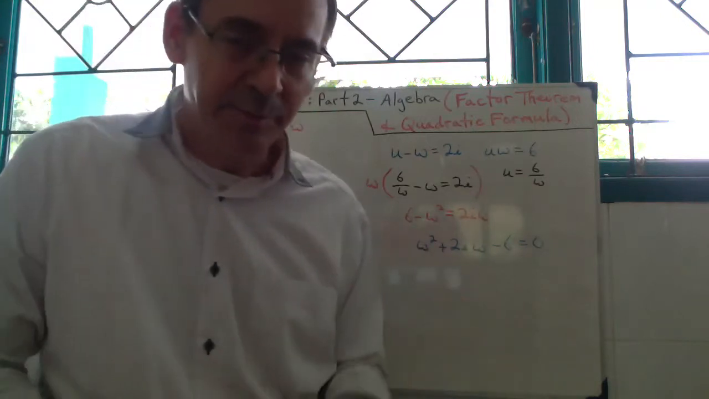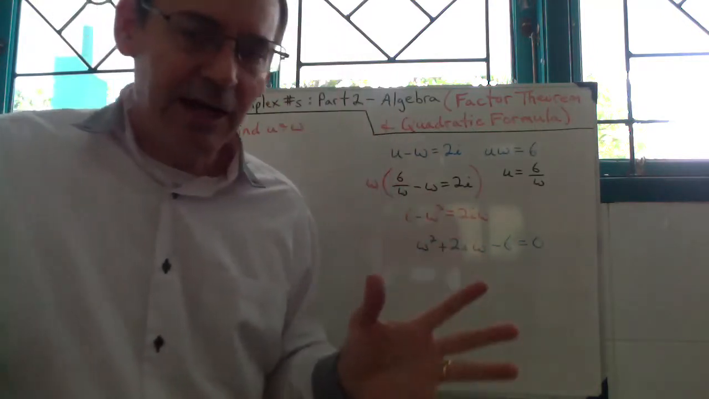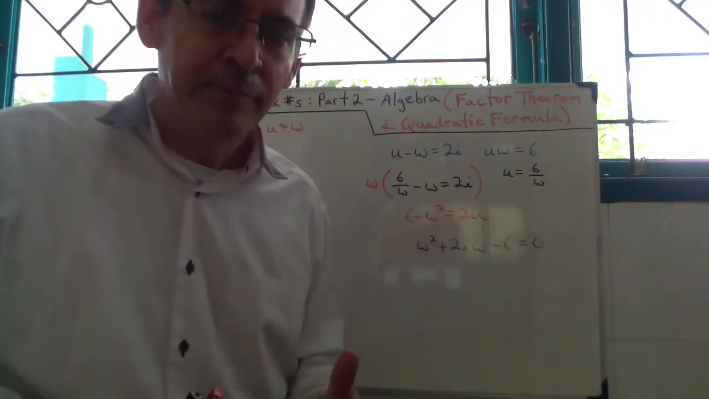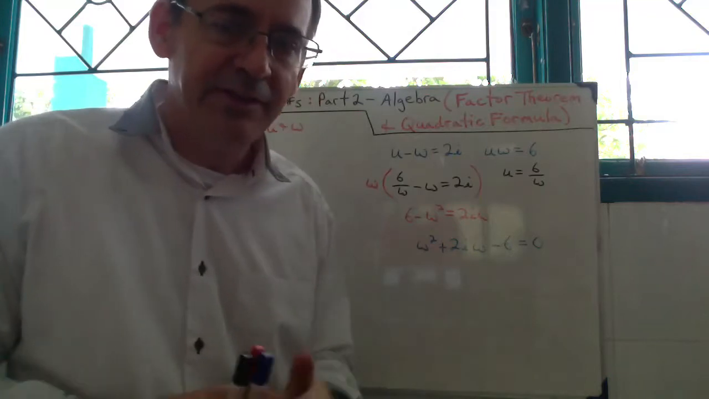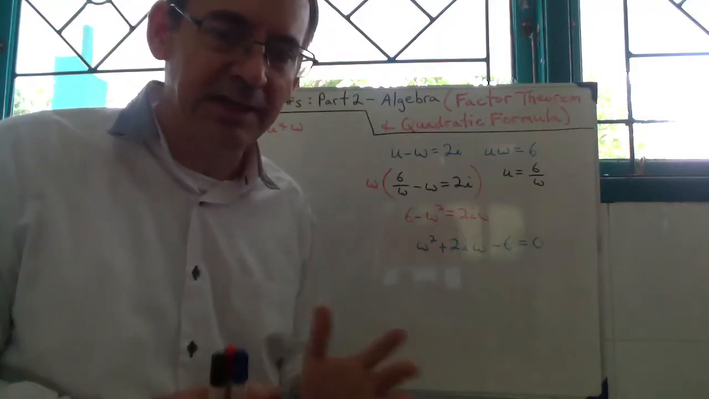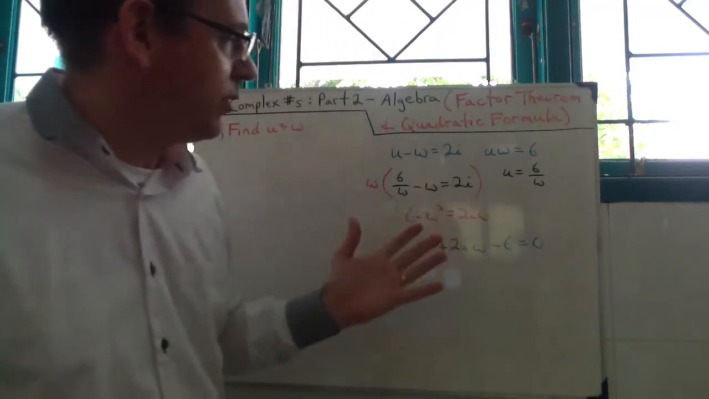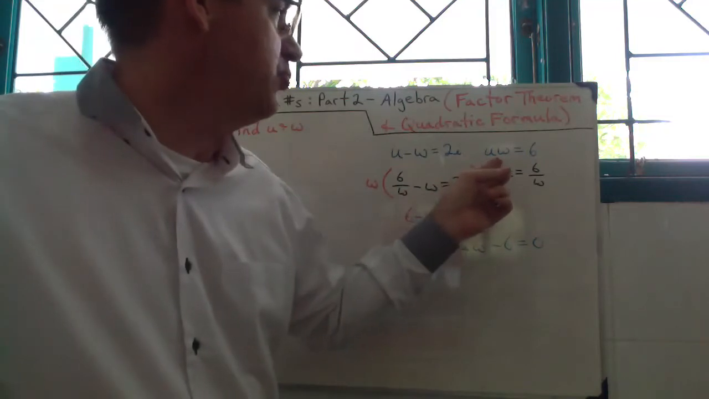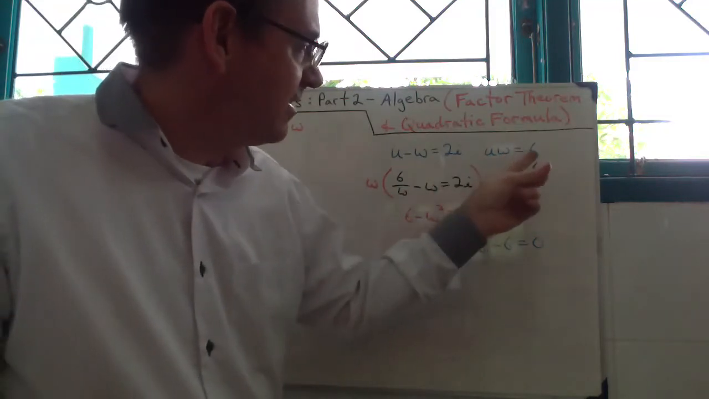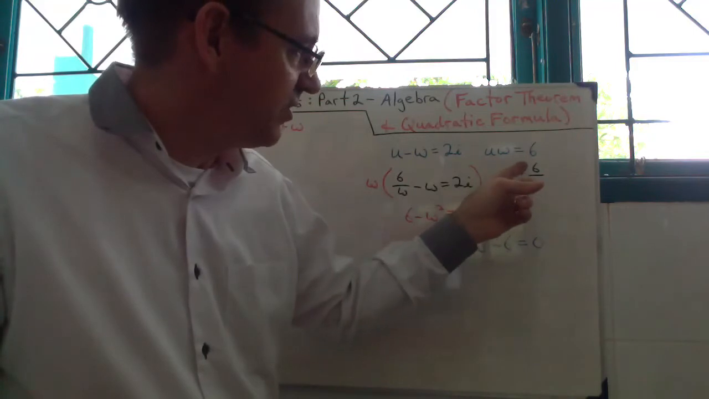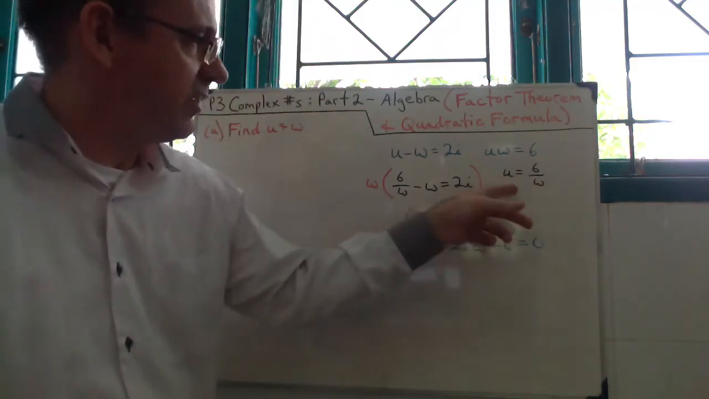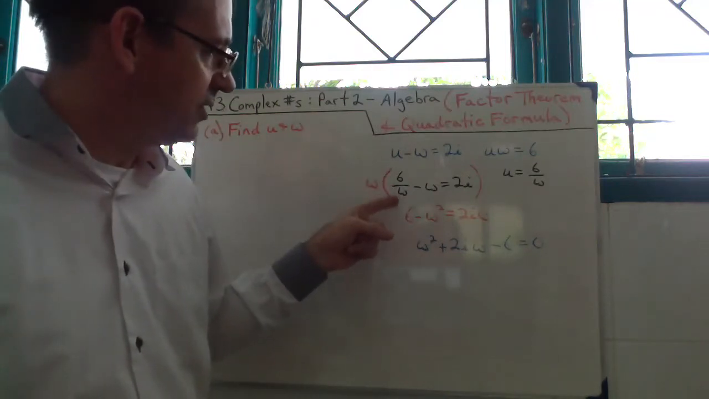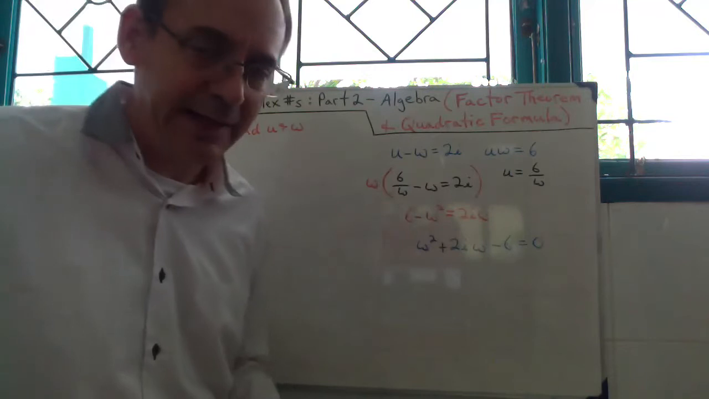So like I mentioned in the previous video, all of your algebra skills that you learned before, you can still use now. You're just incorporating the imaginary number component in your skill set. So that's what we're practicing here, some simultaneous equations. So we're going to get u by itself. And so we divide by w and get 6 over w. And then we're going to substitute that into our first equation. And we get 6 over w minus w equals 2i.